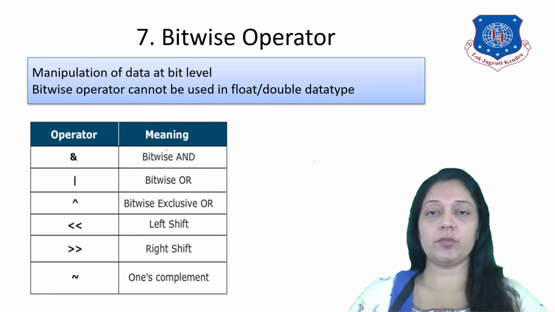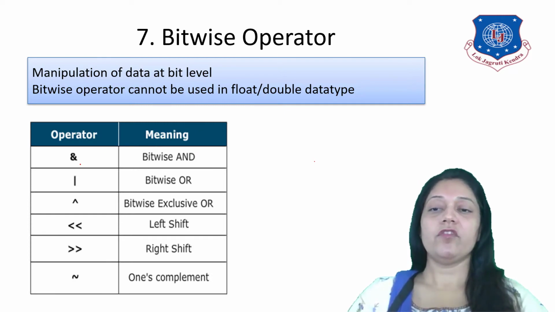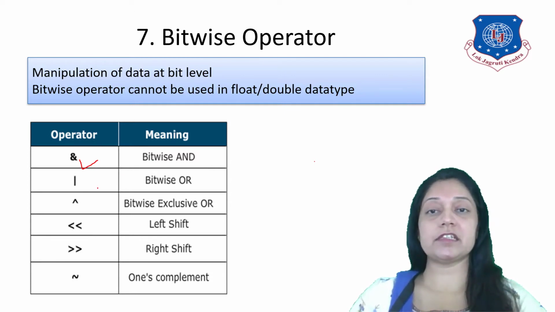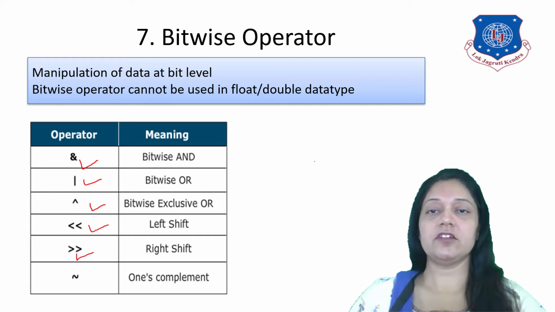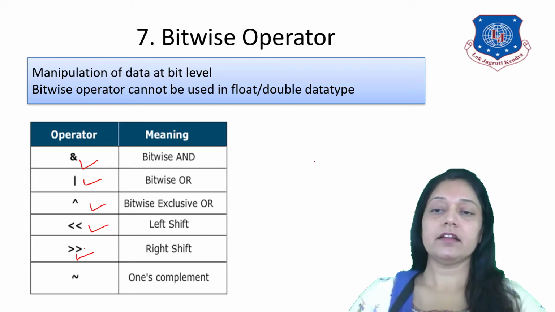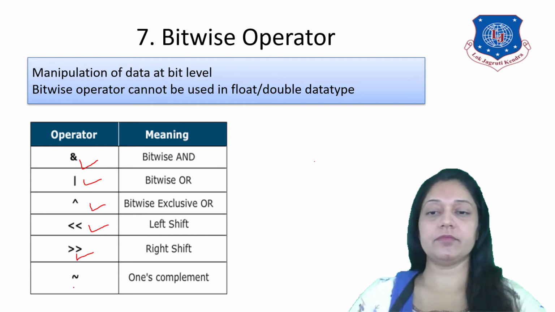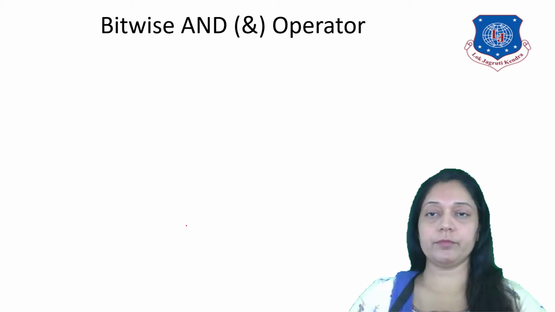The different bitwise operators available are, first, bitwise AND, which is a single ampersand. Double ampersand is logical AND, and single ampersand is bitwise AND. Then the single pipe symbol, which is bitwise OR. Then bitwise XOR, the left shift operator, and the right shift operator. Left shift is two times less than sign, and right shift means two times greater than sign. And the last one is ones complement. So a total of 6 bitwise operators are available. Let's see each of them one by one.